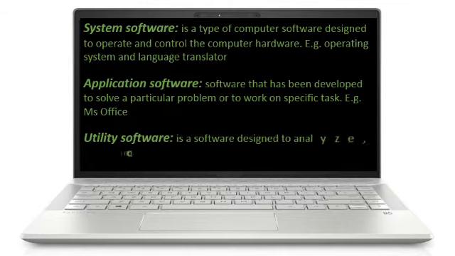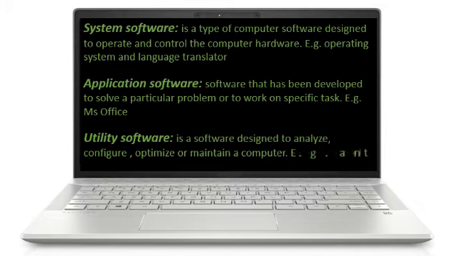Number 3, utility software. A utility software is a software designed to analyze, configure, optimize, or maintain a computer.